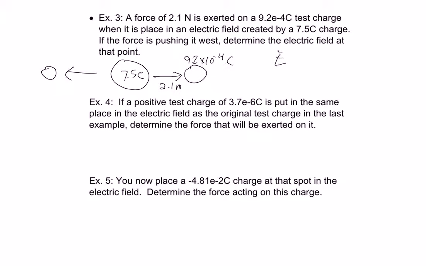So we'd have E equals F over Q. So our force is 2.1 newtons divided by our charge of 9.2 times 10 to the negative 4.